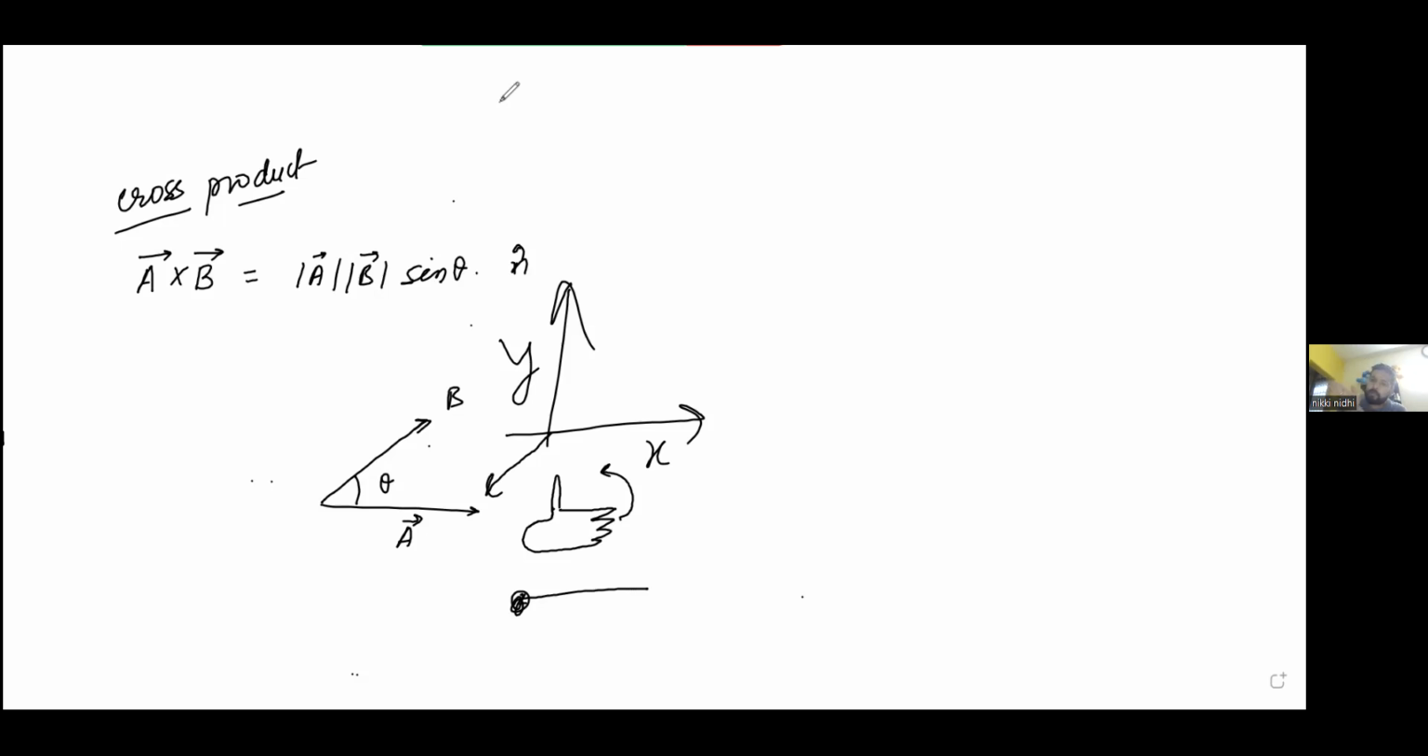We place our palm along the first vector and curl our fingers towards the second vector. The direction of the thumb is going to give you the direction of this cross product. No problem? Clear with this? Okay, the concept of cross product is clear. Now, how do we find this cross product? There are different ways you can apply to find this cross product.